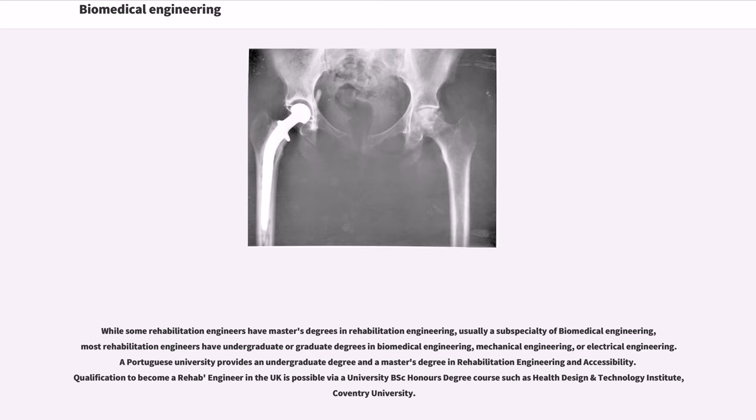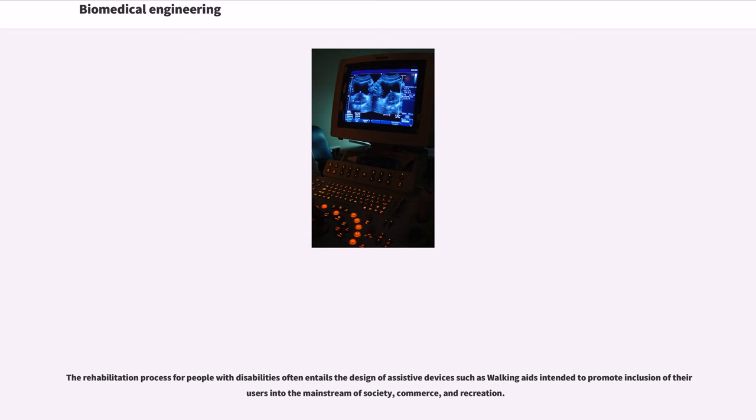A Portuguese university provides an undergraduate degree and a master's degree in rehabilitation engineering and accessibility. Qualification to become a rehab engineer in the UK is possible via a university-based honours degree course such as the Health Design and Technology Institute, Coventry University. The rehabilitation process for people with disabilities often entails the design of assistive devices such as walking aids intended to promote inclusion of their users into the mainstream of society, commerce, and recreation.